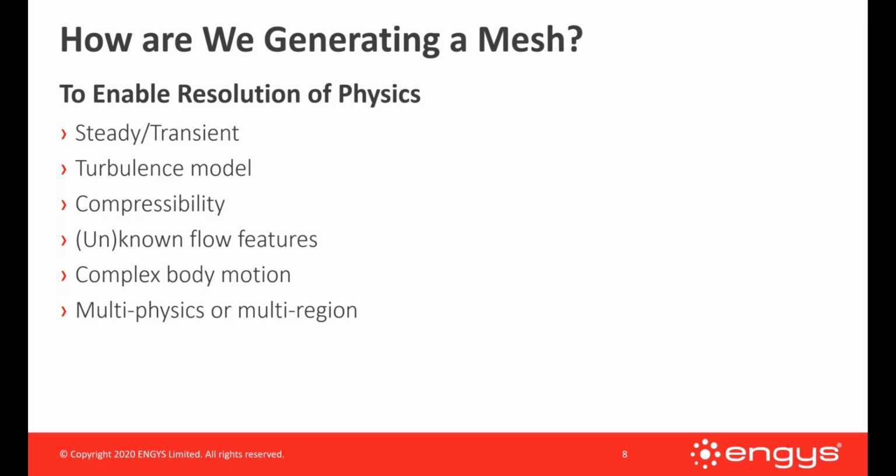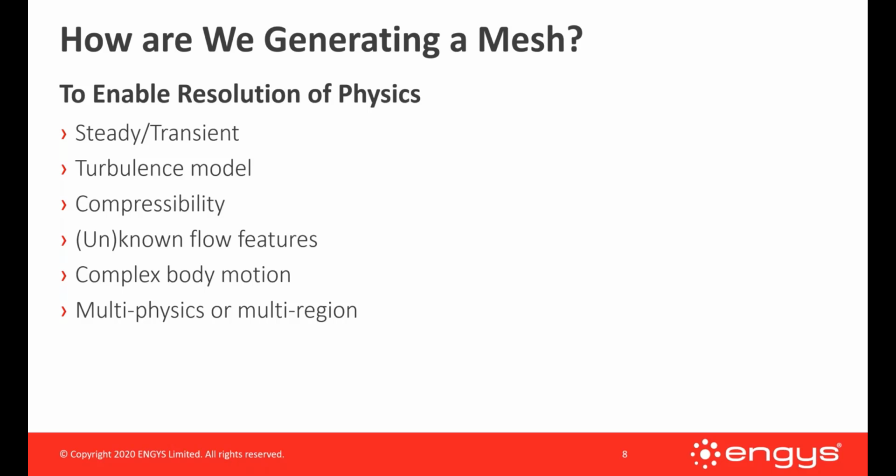So let's say we have a rotating propeller, or a rotating wheel, or an impeller, or a pump that is moving. That would be complex body motion, and there might be a sliding mesh interface between a stationary mesh component and a sliding mesh component. So we want to be able to capture that and generate a mesh to, down the road, be able to model those types of physics.